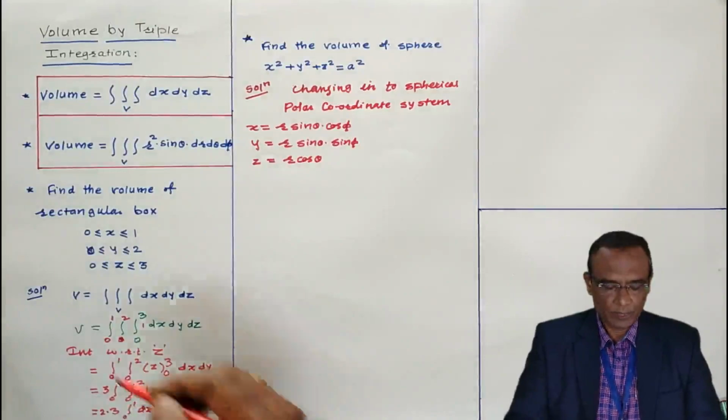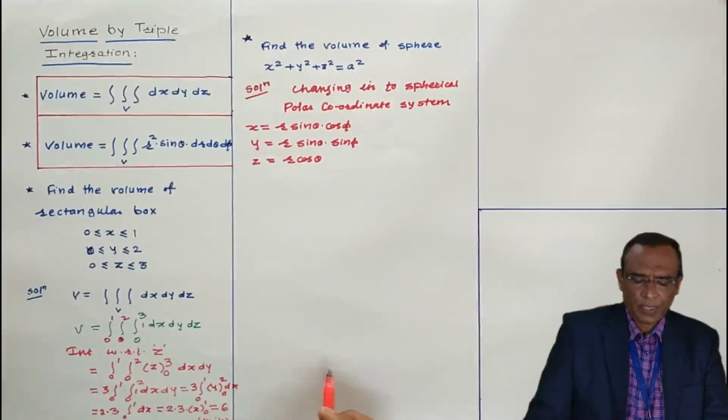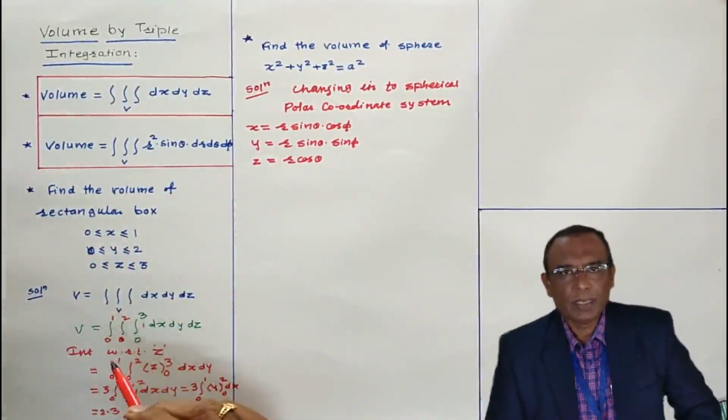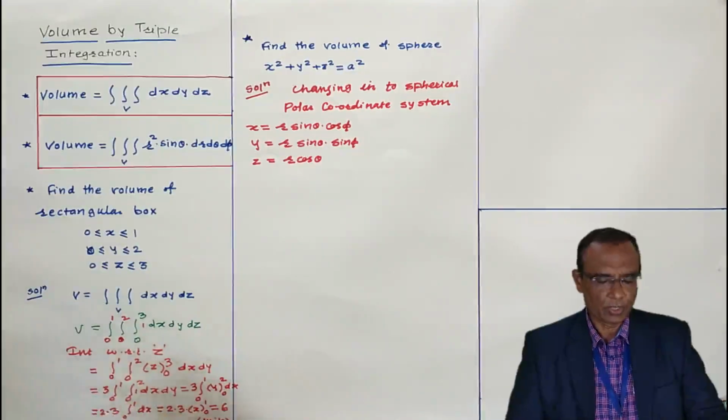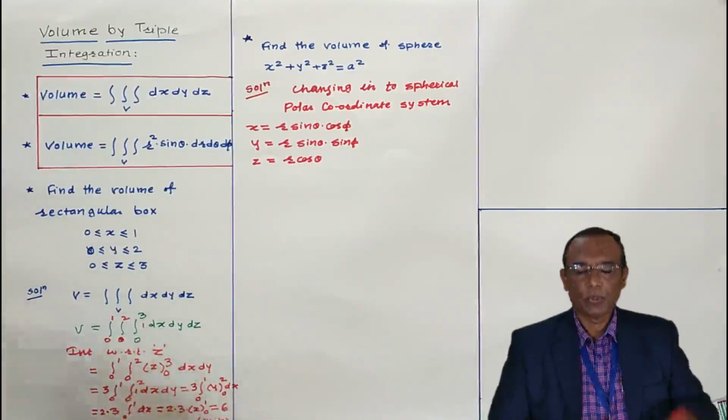6 unit is the volume of this rectangular box. So in this way we can use triple integration to find out the volume of any three-dimensional region. Now the volume of a sphere I am going to find out.